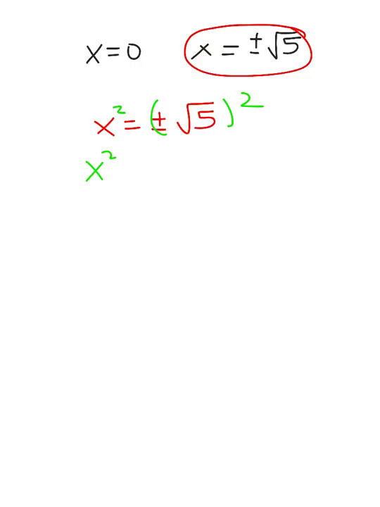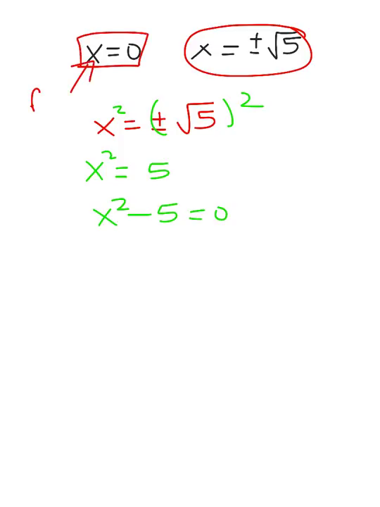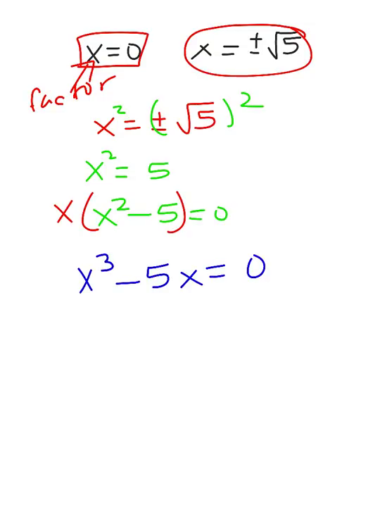So I get x squared is equal to 5. And then just minus 5 from both sides, and I get x squared minus 5 is equal to 0. Now if x is equal to 0 is my other zero, then x is a factor. So now I have this factor, I have to multiply by x. Distribute the x, I get x cubed minus 5x is equal to 0. So that is number 3. Okay, so now let's go on to 3b.